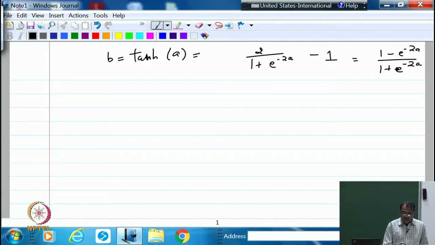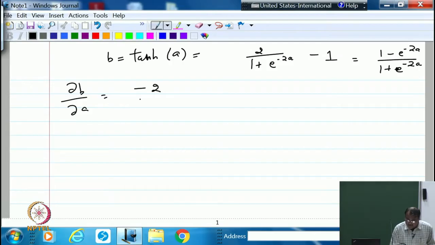So tanh of a is nothing but 2 upon 1 plus e to the power minus 2a, minus 1, and if you take the minus 1 into the numerator, then it becomes equivalent to 1 minus e to the power minus 2a upon 1 plus e to the power minus 2a. So let us quickly compute del b by del a. So 2 over x, the derivative would be minus 2 by x square, right?